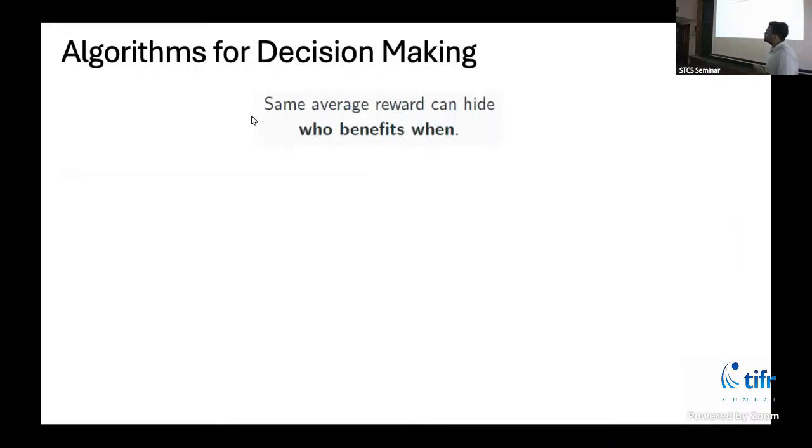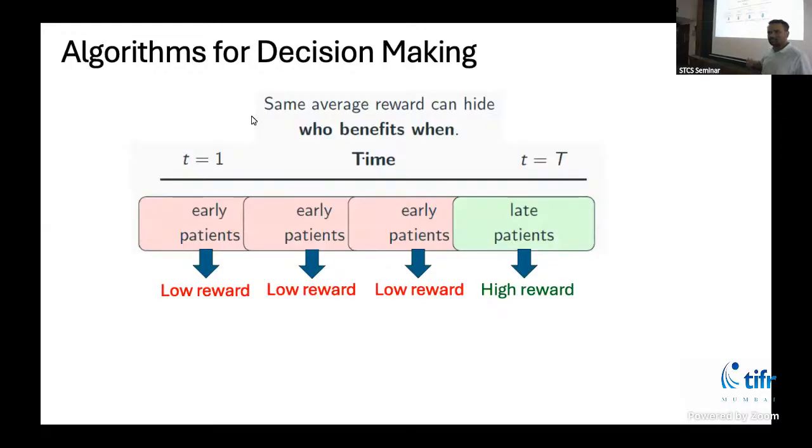Alright. So now let's think about algorithms for decision making in the practical world. We're now focusing on minimizing the average regret or maximizing the average utility across T agents. One problem which comes here is that the same average reward can hide which agent benefits when. Consider this picture: there are T patients coming one by one. We can fix a particular amount of average reward in advance that we want to achieve. We can possibly achieve that average reward by giving very low reward to early patients and high reward to late patients.